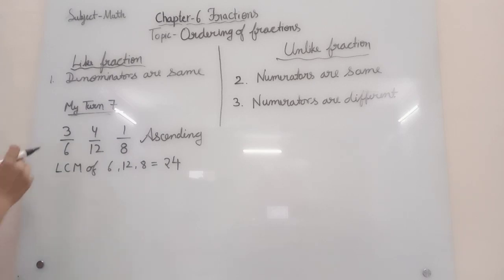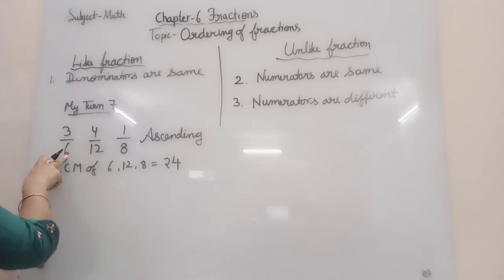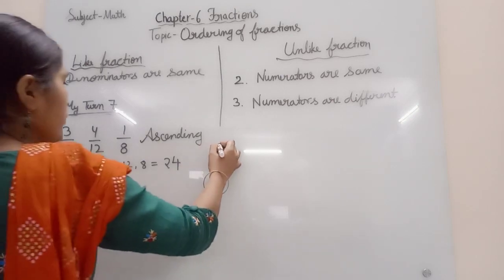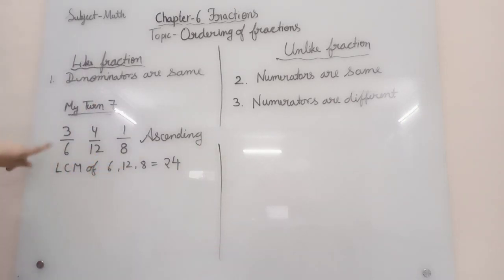So now how will we convert them into like fractions? Let's find the LCM of 6, 12 and 8. If you find the LCM of 6, 12 and 8, you will get 24. And what is the way to find the LCM? I am doing it here. This is your rough notebook part. You will find the LCM in your rough notebook.